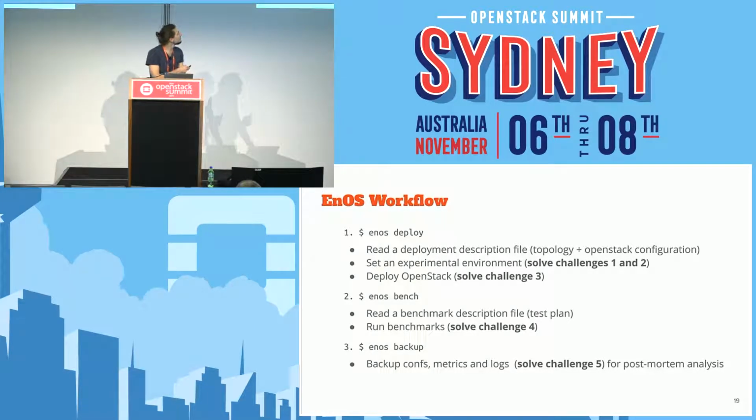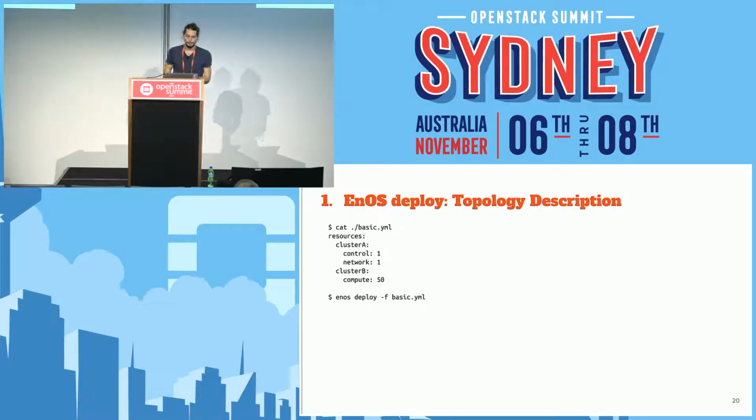So here you can see which step solves the challenges we have listed previously. But now let's dig into the details of these steps. So I will present here 3 examples of topology description you can provide to EnOS.